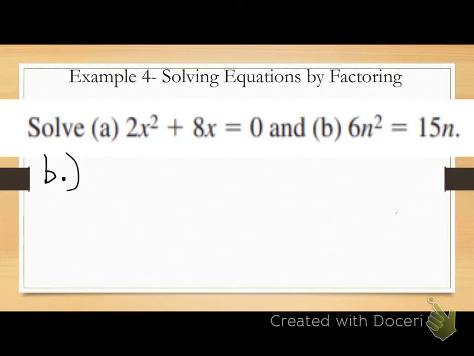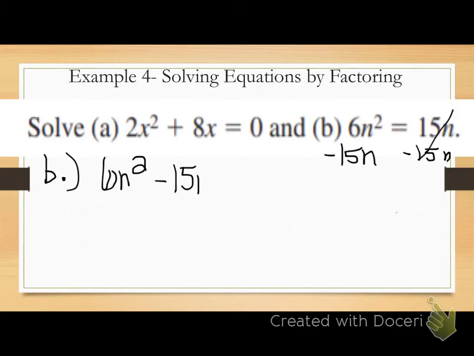So how do I get this 15n over to the other side? Subtract 15n from both sides. Then what's on the right side? Oh, 0. So we said we cannot combine them, correct? So I'm just going to represent it as 6n squared minus 15n. What am I left with on the right-hand side? 0. Does everyone see what I've done there? Got all my terms to one side, and now they equal 0.